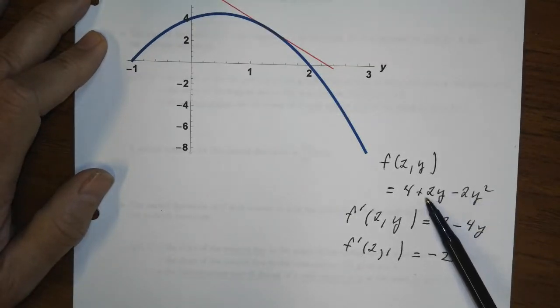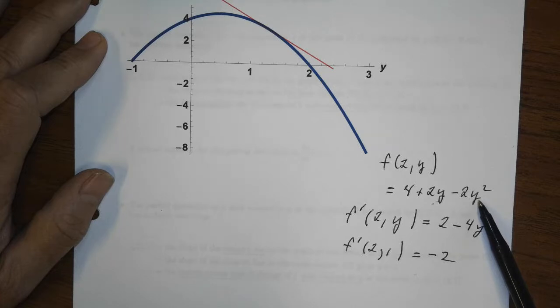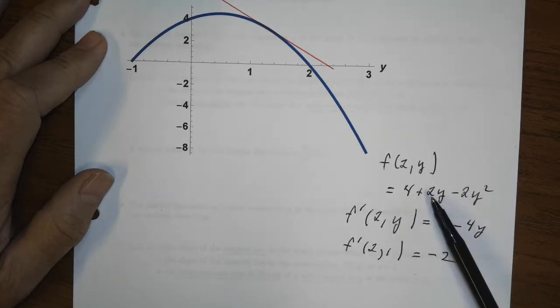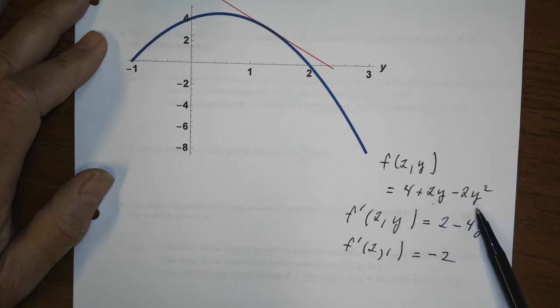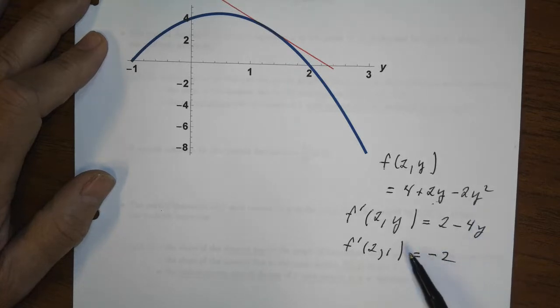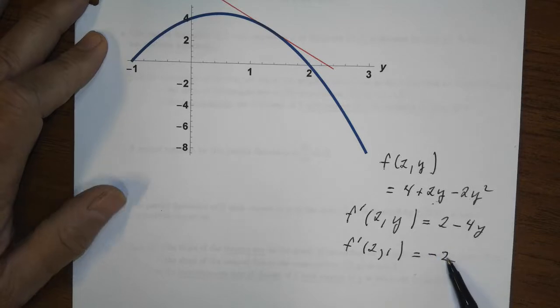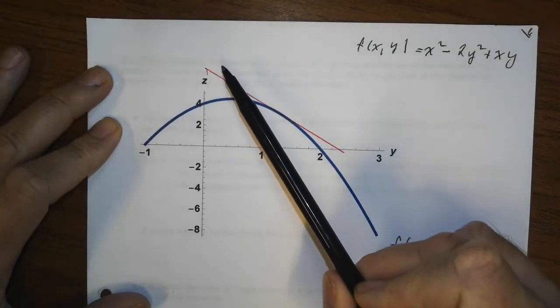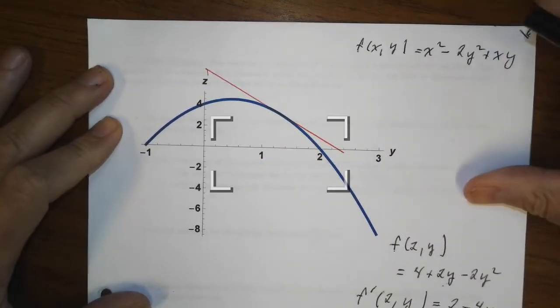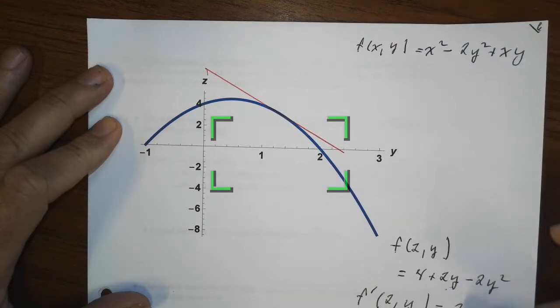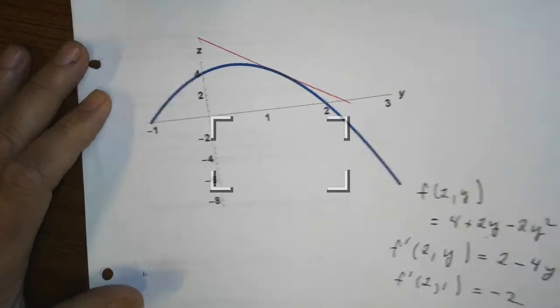And we know how to compute the derivative of this with respect to y. Derivative of 4 is 0, derivative of 2y is 2, and the derivative of minus 2y squared is 4y. If we substitute 1 in for y, we get negative 2, and that makes sense because the slope of that tangent line is equal to a negative number.